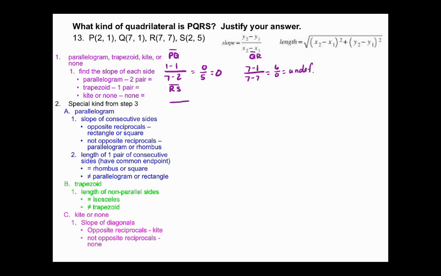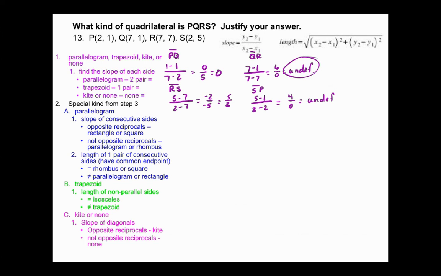RS is going to be 5 minus 7 over 2 minus 7. So this is going to be negative 2 over negative 5 to get 5 halves. And last, we're going to do SP. So that's going to be 5 minus 1 over 2 minus 2 to get 4 over 0, which is undefined.